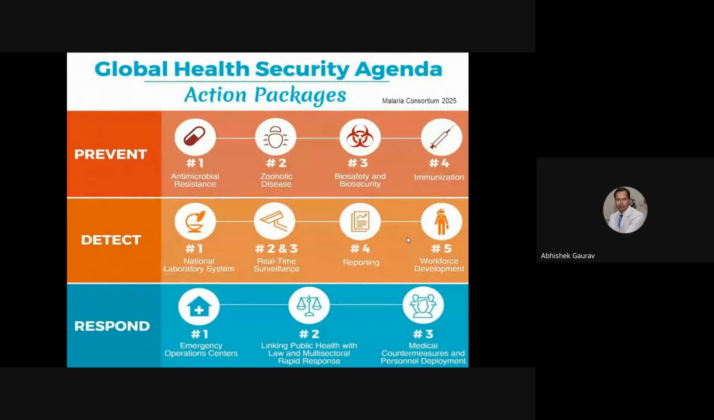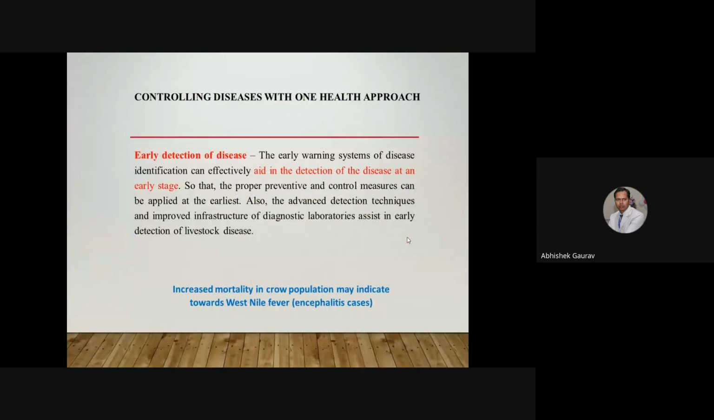Now, this is the Global Health Security Agenda, which was given by the Malaria Consortium in 2025. Prevent, detect, and respond. We have to respond in emergency situations. We have to respond after we have detected the pathogen. Then we have to prevent AMR, we have to prevent zoonotic disease. So this is the Global Health Security Agenda, which was given by the Malaria Consortium in 2025.